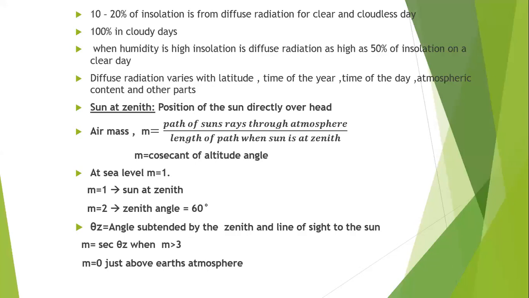Okay, next, what is sun at zenith? This is the position of the sun directly over our head. Okay, so when the sun is positioned directly over our head, that is at perpendicular, that is at right angles, that position is called sun at zenith. Before going briefly into this topic, we will learn about air mass.